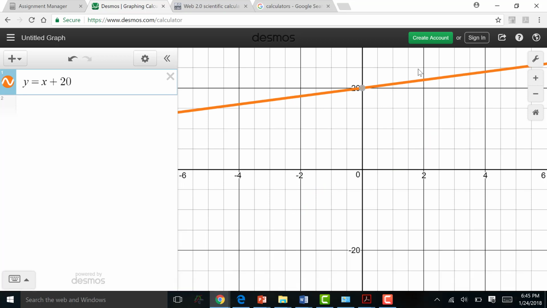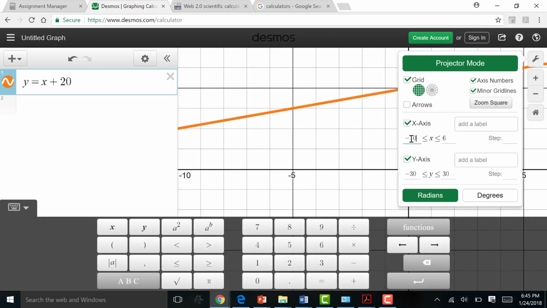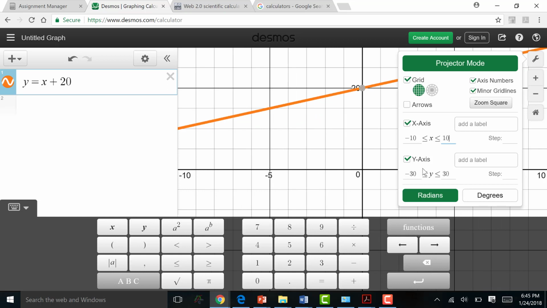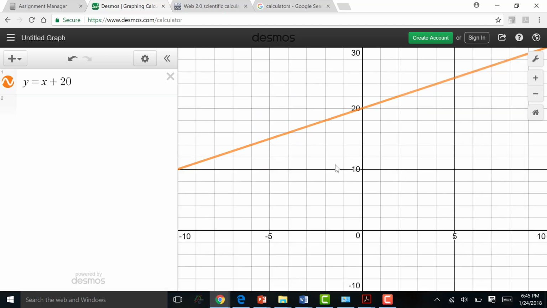Let me close my keyboard. Go over here to your wrench. What did it say I was supposed to put in the first bracket? -10 and 10. So change this number to a -10 and change this to a +10. In the second set, the second equation, you're supposed to put -10 to 30. Right. Done. That's what you should have. Is that what you got? Okay, do the exact same thing for the next one.